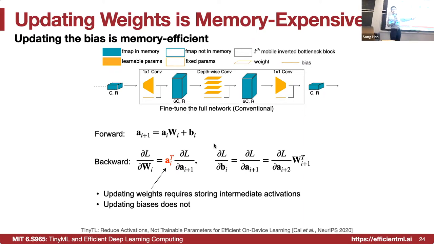So this is the equation calculating the loss with respect to the bias. According to this equation, it is the same as partial loss over partial A_{i+1}. So we don't have to store any intermediate activations in order to calculate the gradient with respect to the bias. So that's the benefit. Updating weights requires storing intermediate activations, but updating the biases does not. So we just want to use this simple method to update the bias, which is memory efficient.